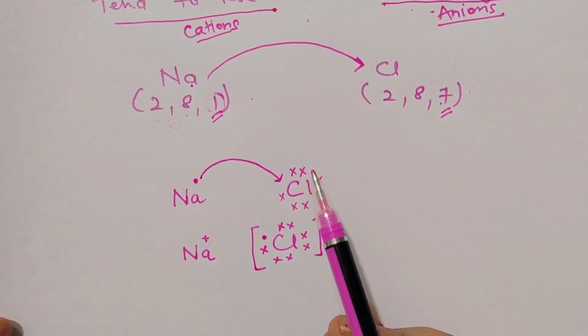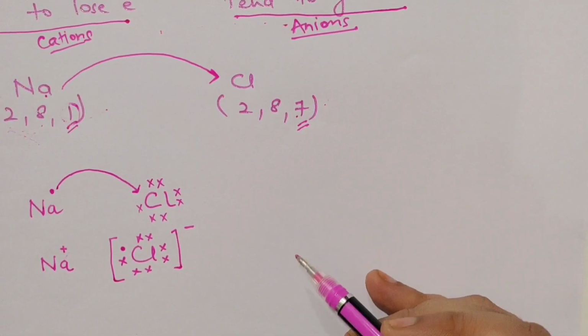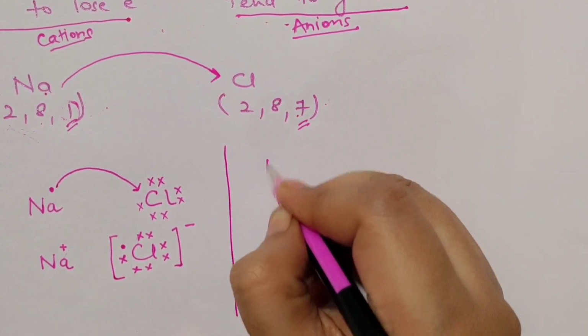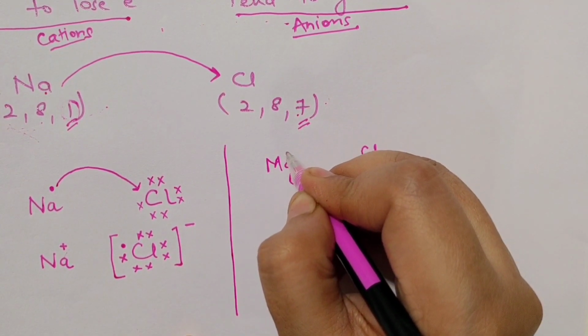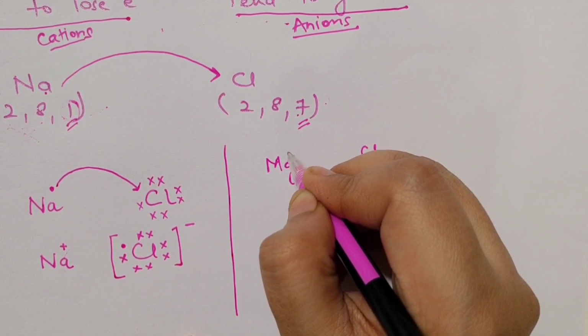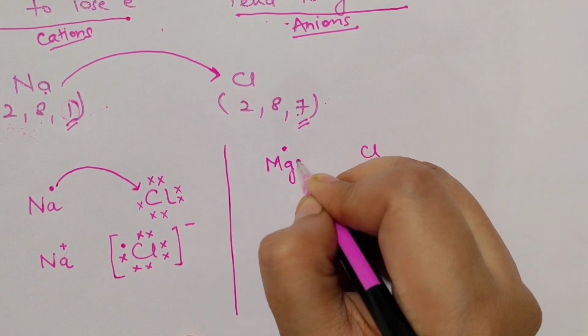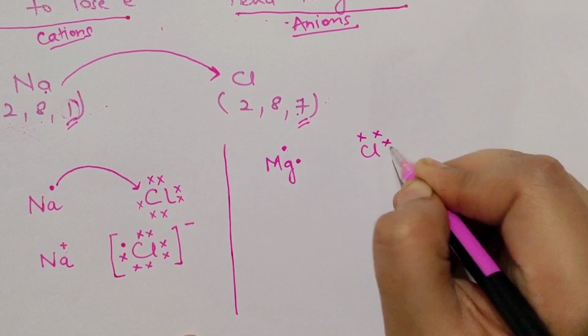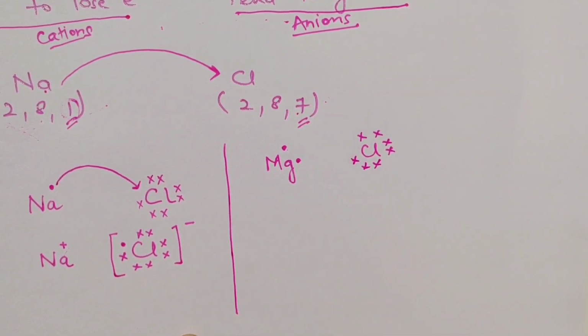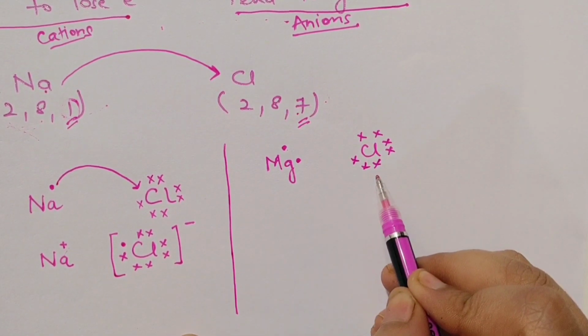Now let's see what happens when things get a little complicated. Let's talk about magnesium chloride. Magnesium, we know, is atomic number 12, 2,8,2. So we have to show 2 dots here, showing the valence electrons. Chlorine, as we know already, has 7 valence electrons. So we show 7 crosses.